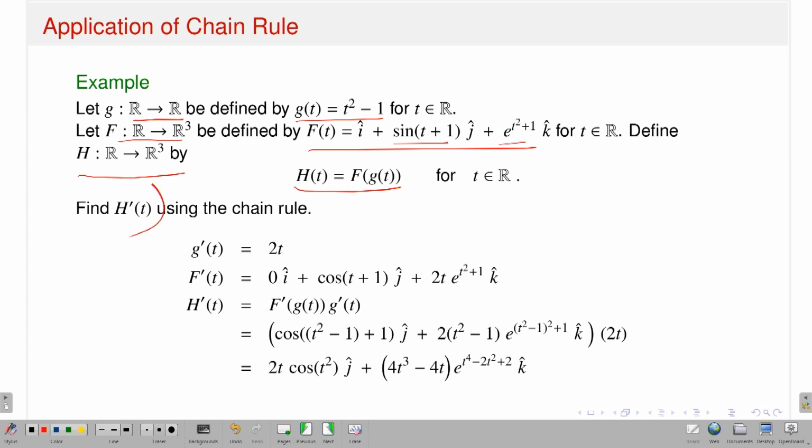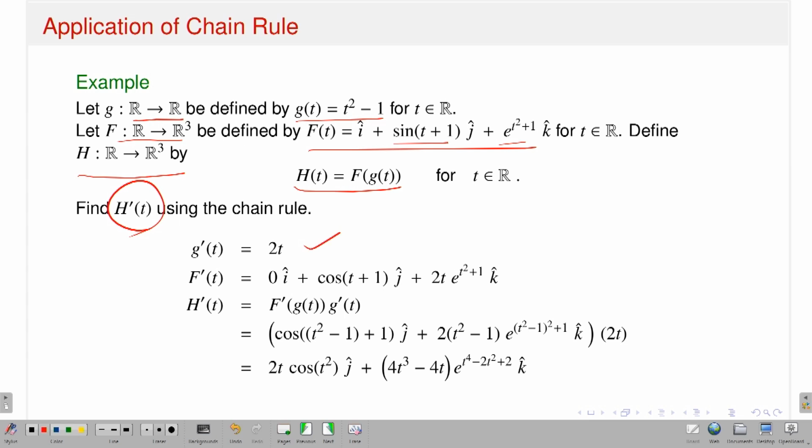So now I want to calculate the derivative of the composition function at the point t using the composition rule. That means you first get the derivative of small g, get the derivative of capital F, and use the earlier theorem, and you will be able to say the derivative of the composition function. Small g is a very nice function, you can just calculate the derivative, it is 2t. Capital F is also a very nice function, because what are the component functions? The first component function is 1, the second component function is sine of t plus 1, and the third component function is e to the power t square plus 1.